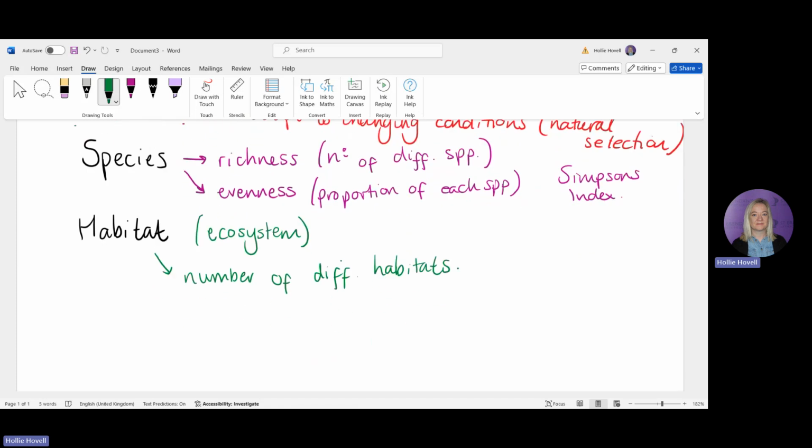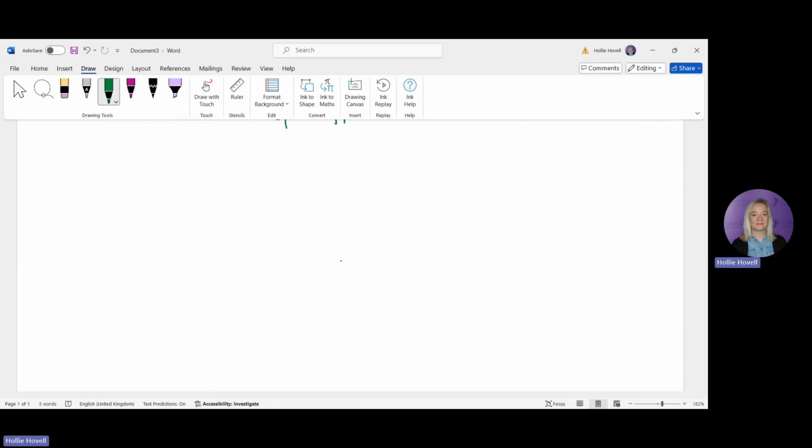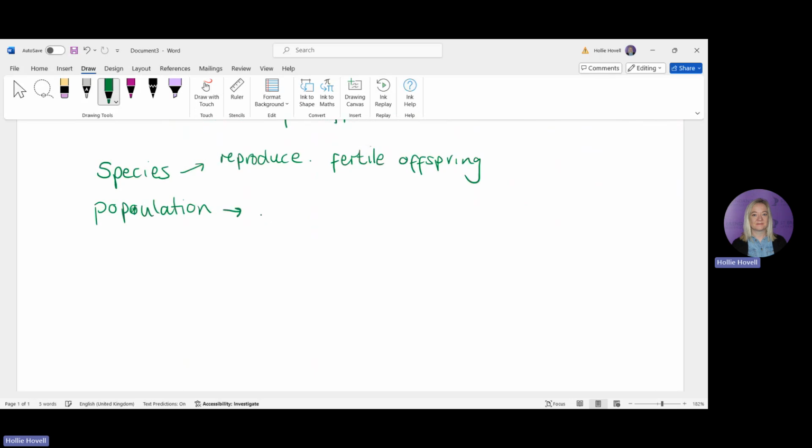The final thing I just want to go through on this spec point, which is slightly off topic but also relevant, is just a few definitions. So the first one is, what are the definitions for a species and a population? So a species, hopefully we remember that definition from GCSE. It's just a group of organisms that can reproduce. And when they reproduce, they can give fertile offspring. So their children can have children. Okay. A population is just a group of one species.